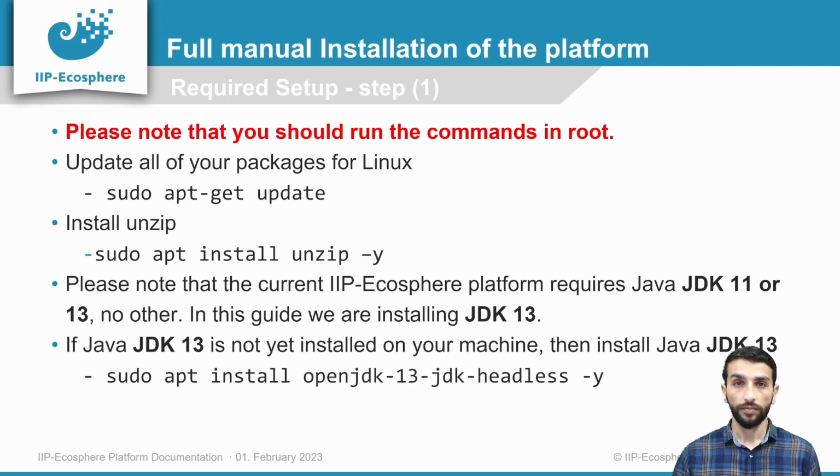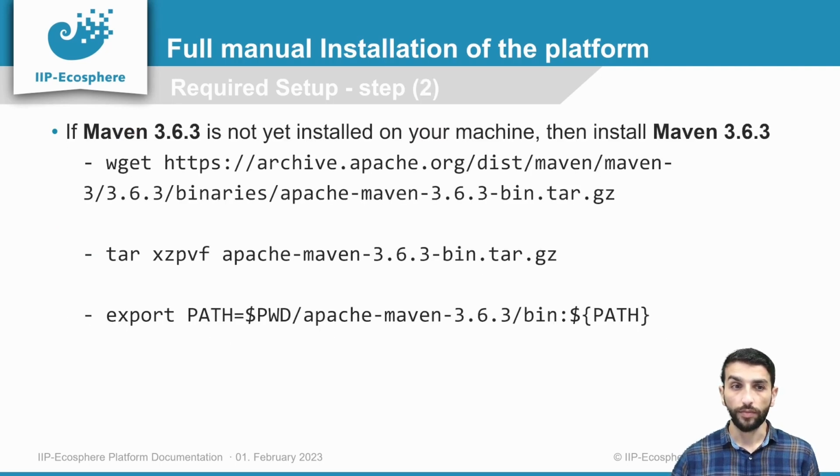So if you don't have Maven version 3.6.3 on your machine, or if you would like to install the exact version, please execute the following 3 commands. First, download the tar file for Maven 3.6.3. Then extract the tar file. Finally, export the path for the Maven 3.6.3.